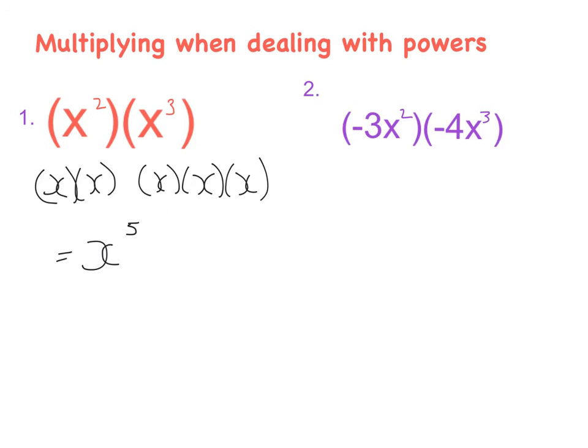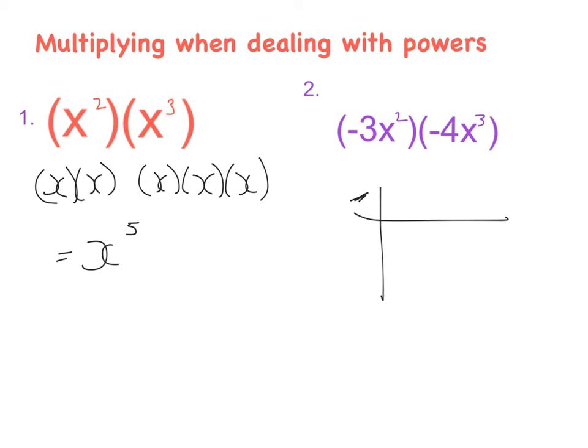Okay, so our second example here is minus 3x squared multiplied by minus 4x cubed. So again, we follow the same route in that we draw our box, fill in the top square here. Underneath minus 3x squared, we're going to write side. And underneath minus 4x cubed, we're going to write top. And I have minus 3x squared here and minus 4x cubed here. And we're going to take it in stages.